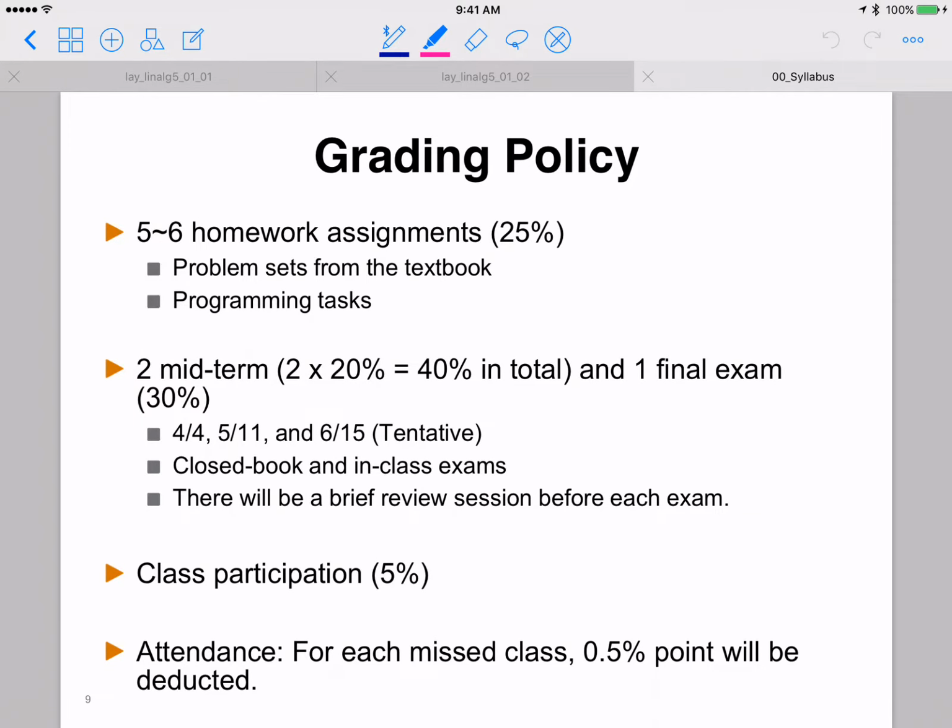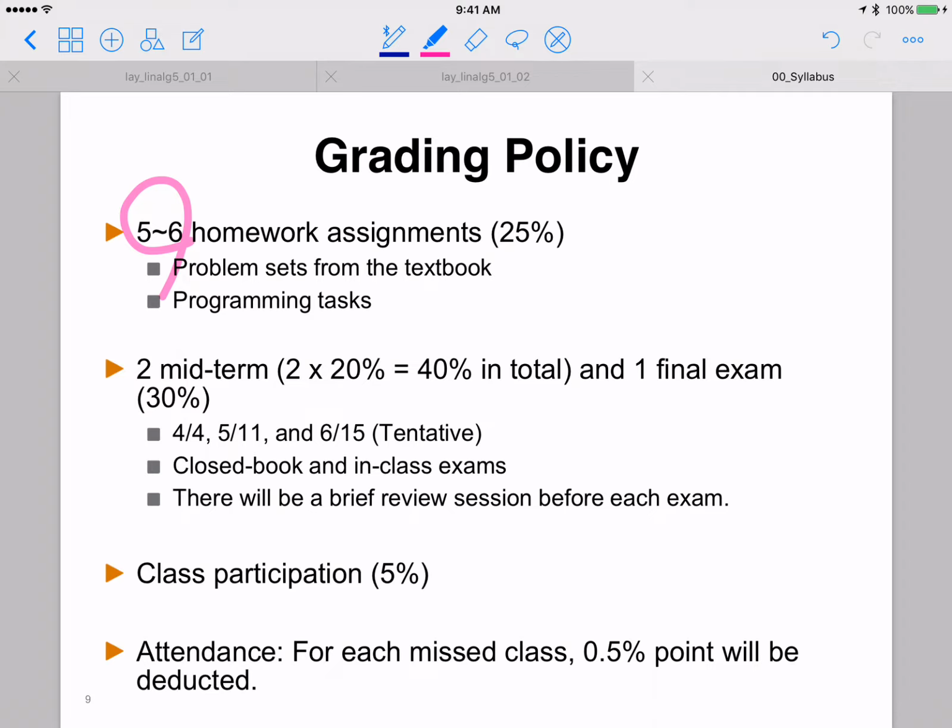And then this is probably one of the most important parts, which is about the grading policy. So we will have probably at least six homeworks. The total number of homeworks might change, but we will basically have a homework with which you have to solve some exercise problems from your book. But in this semester, I will try to emphasize some programming assignments. So not only solving math problems, you will also have to do a little bit of programming, okay?